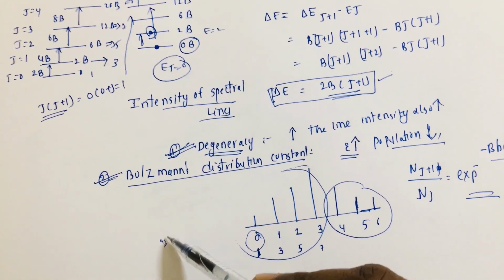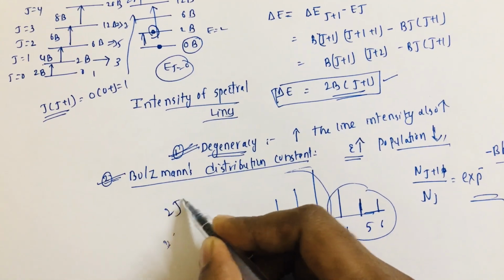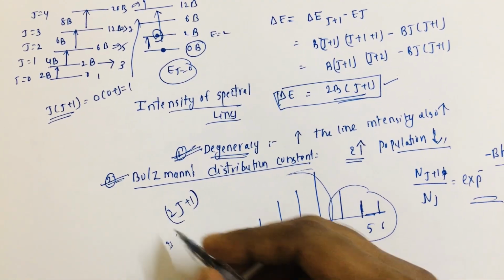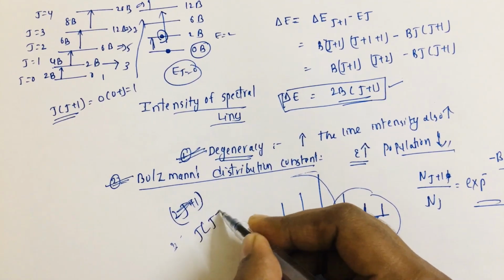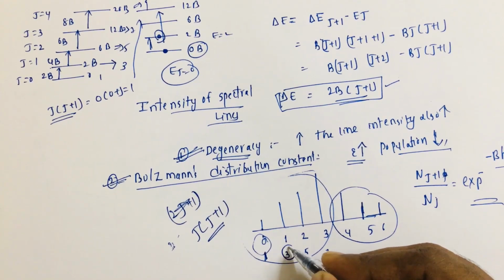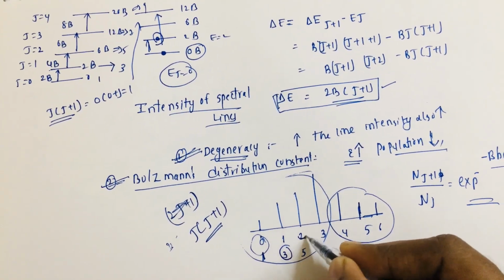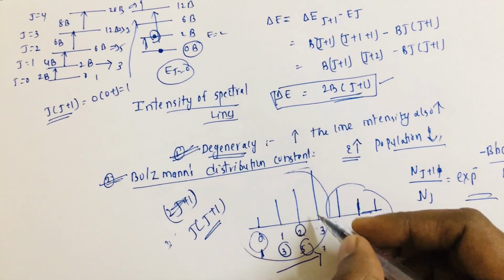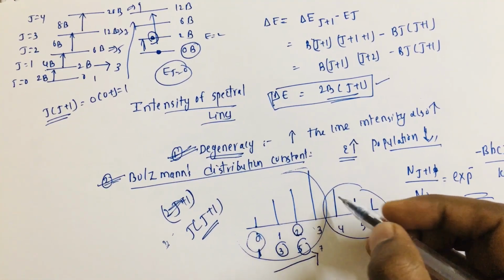So what is the principle to calculate degeneracy? 2J plus 1. Okay, so for J equals 0 the degeneracy is 1, and for energy level 1 the degeneracy is 3, for 2 the degeneracy is 5. So as degeneracy is increasing, the intensity of the spectral line is also increasing.